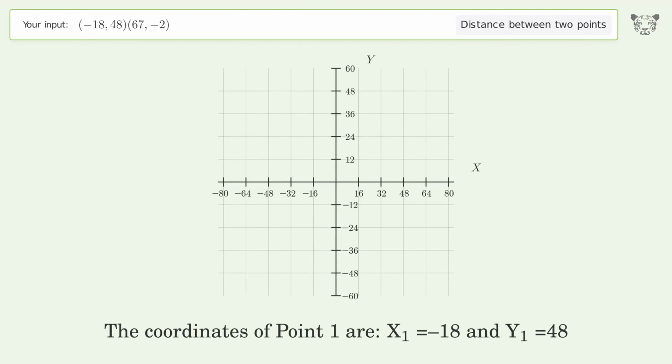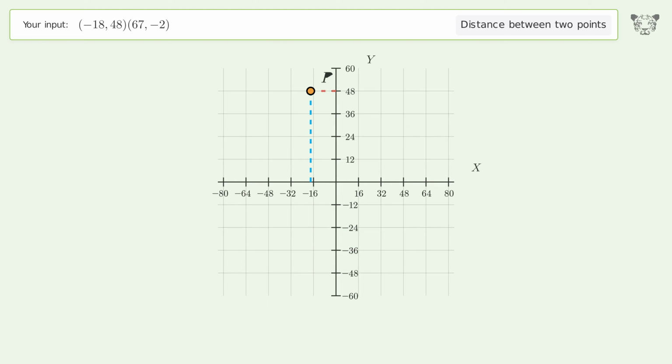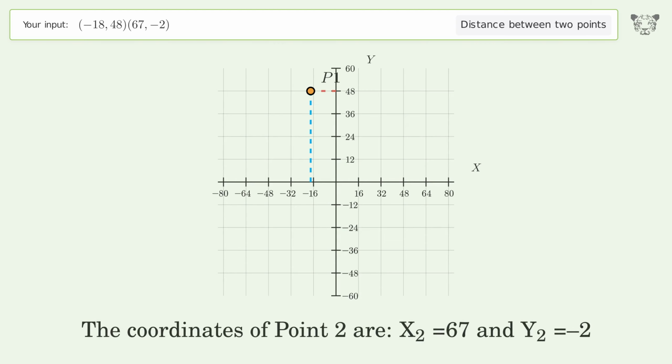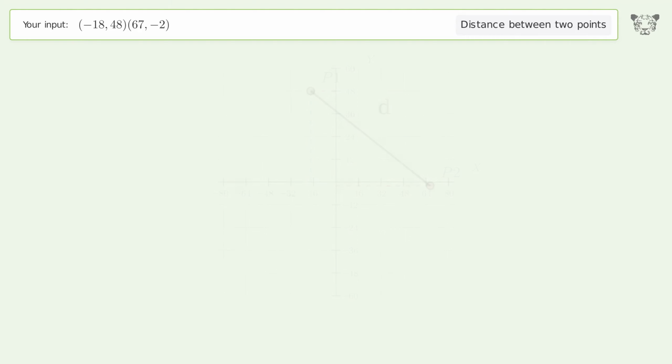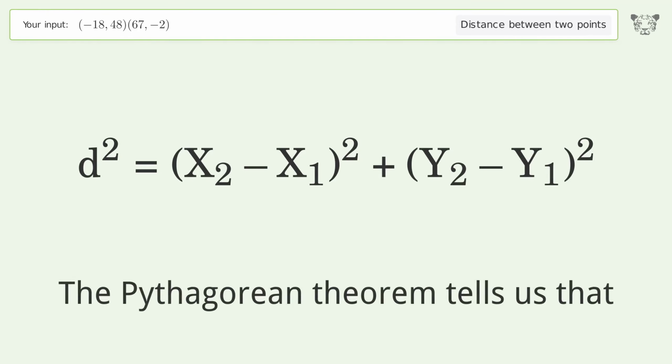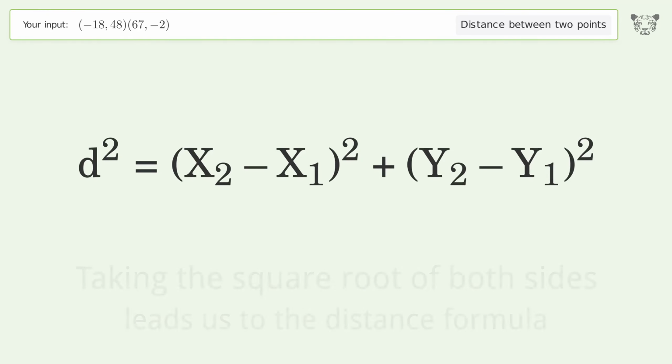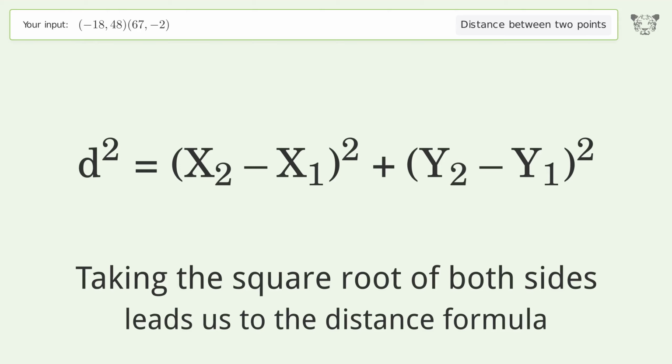The coordinates of point 1 are, x1 equals -18 and y1 equals 48. The coordinates of point 2 are, x2 equals 67 and y2 equals -2. D is the distance between the 2 points. The Pythagorean theorem tells us that taking the square root of both sides leads us to the distance formula.